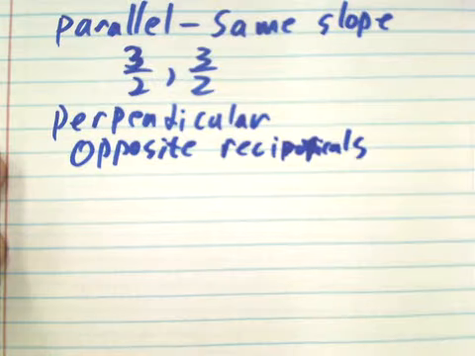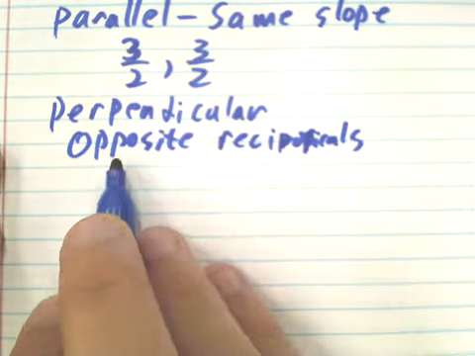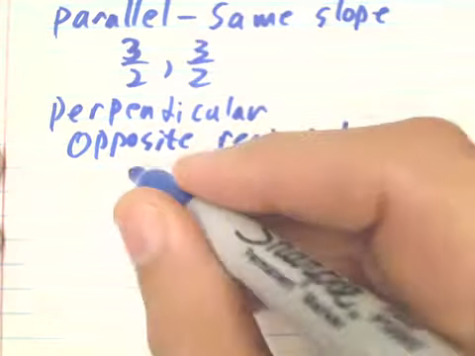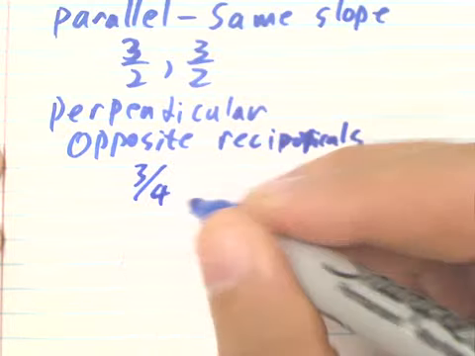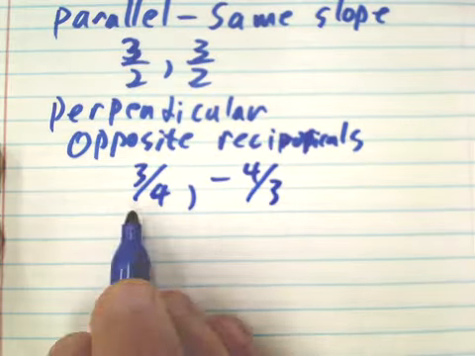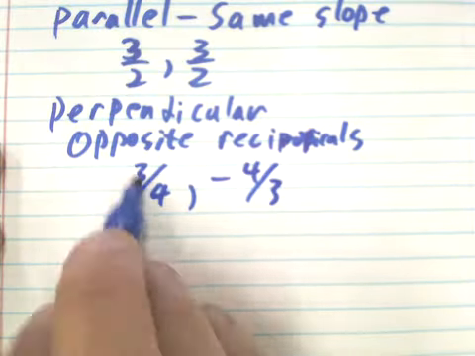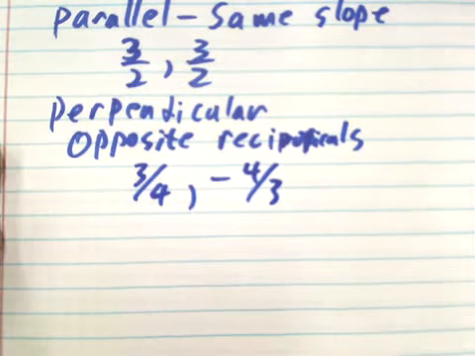Opposite reciprocals, though. Reciprocal means to flip it over. Opposite means change the sign. So an example of that, if one slope is 3/4, the other slope is -4/3. So they are opposites because one's positive and one's negative. And they are reciprocals because it is flipped over. So 3/4 becomes 4/3. So that's how you know if two lines are perpendicular.